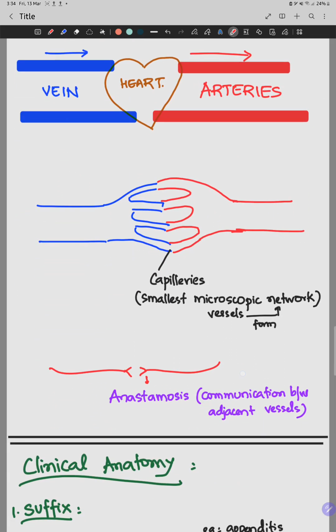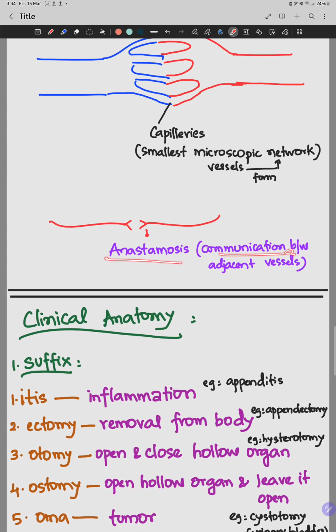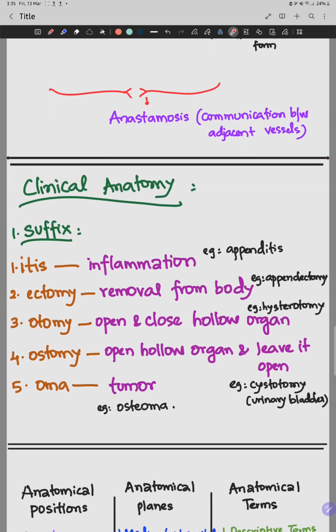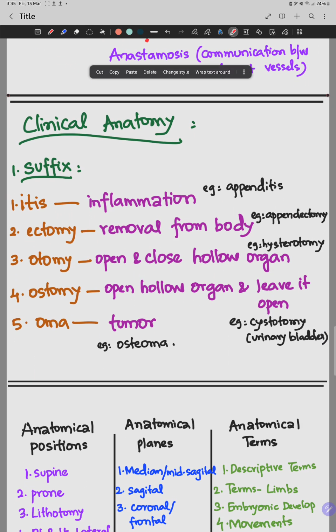pulmonary vein. Coming to capillaries, they are the smallest microscopic network of the vessels. The smallest microscopic vessels which form the network are called the capillaries. These are the smallest and finest vessels. Next, coming to anastomosis, the communication between the adjacent vessels is the anastomosis. Okay. Next, coming to clinical anatomy terms, itis.